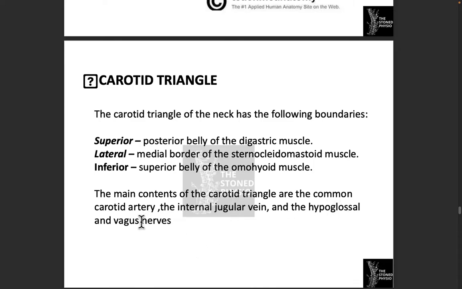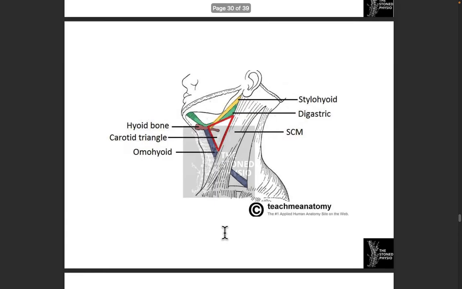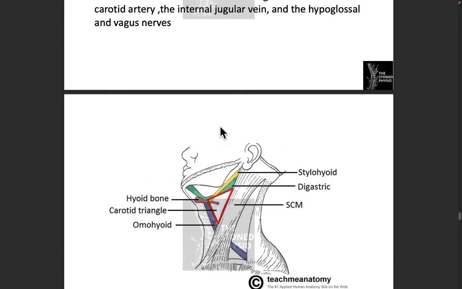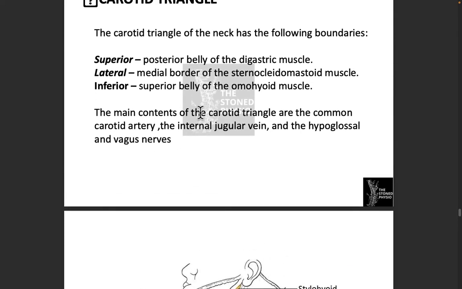and except that we have the hypoglossal and the vagus nerve as well. We talked about 5 different cranial nerves which are the content of the anterior triangle. Out of those 5, these two, the hypoglossal and the vagus, are present in the carotid triangle. So the major structures present inside the carotid triangle are the internal jugular vein, the common carotid artery, and the hypoglossal and vagus nerves.